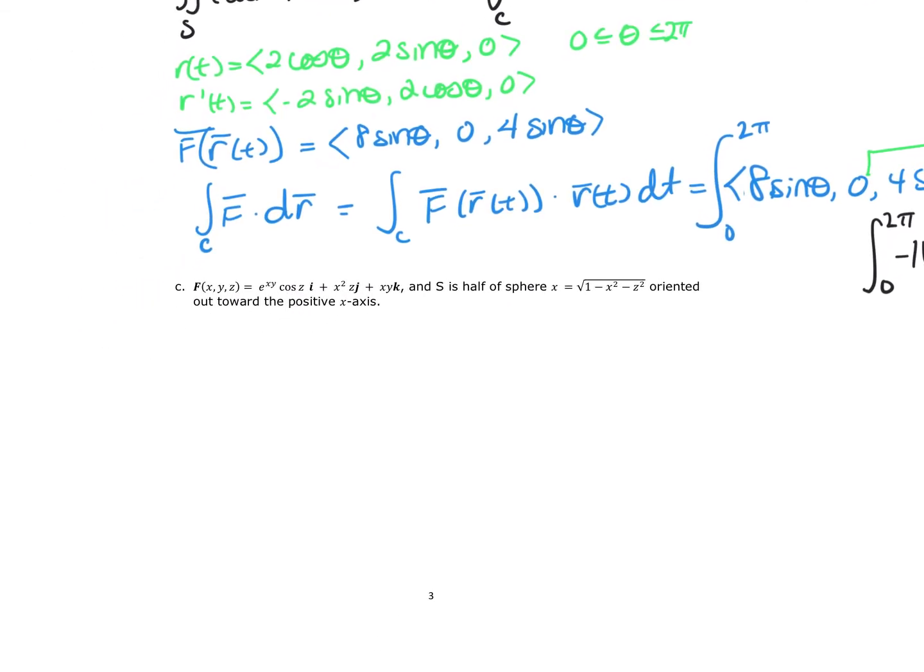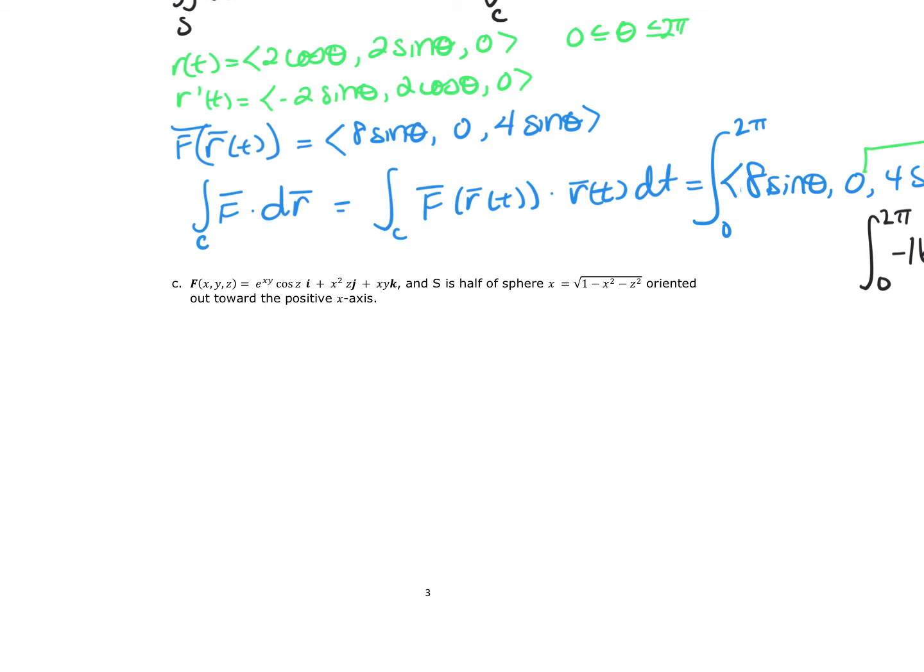Now let's take a look at c. Making sure I've got everything right on this one. S is the half sphere, where x, now this is the important thing, is that this is x. So that means this is where my mistake was. That should be y squared. So 1 minus y squared minus z squared.